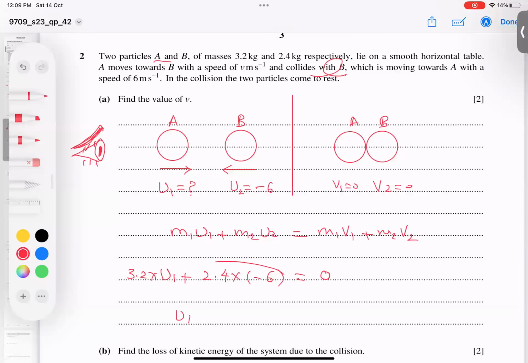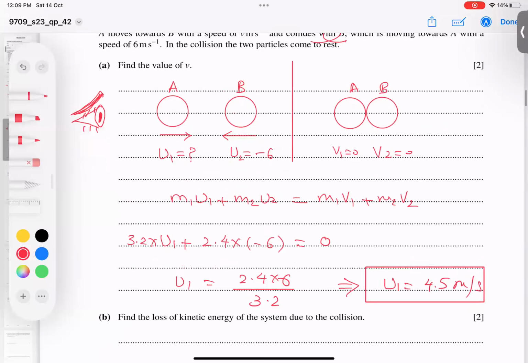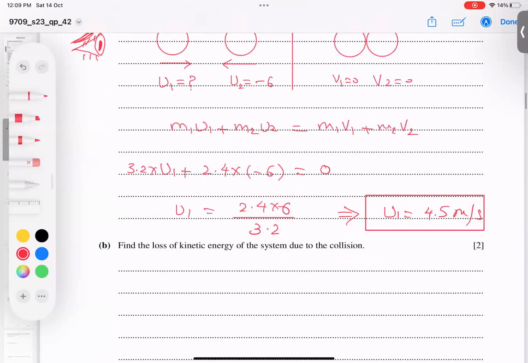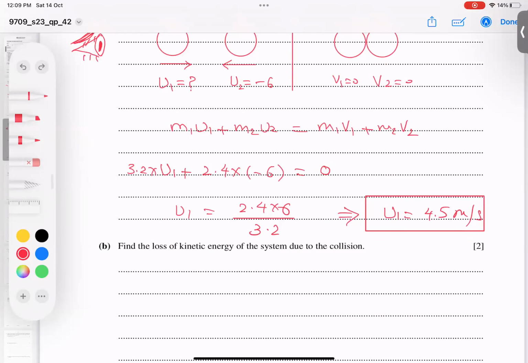So this will go there. I mean 2.4 times 2, 6, because this negative becomes positive, and divide by 3.2. And the final answer for U1 of the particle is 4.5 meters per second. That's it, so that idea is clear. Okay, let's go for the next part. The next part is asking, find the loss of kinetic energy in the system due to the collision.